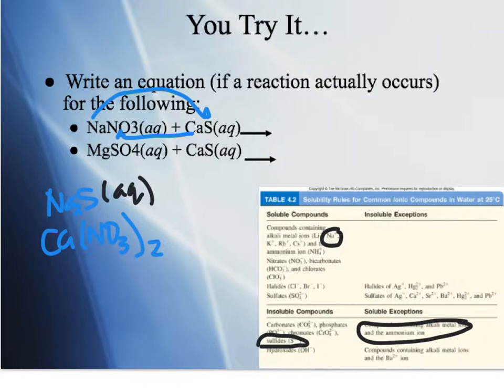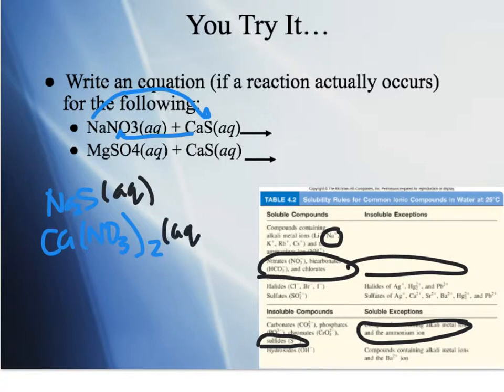Let's take a look at calcium nitrate. Nitrates are here, okay, and they are always soluble. They don't have any exceptions. So this guy, again, is going to be AQ. Okay, so that's not any fun either. Because if they're both AQ, then no reaction takes place because they're just going to be floating around as ions, and we can't see those guys. So we have to write NR, or no reaction.